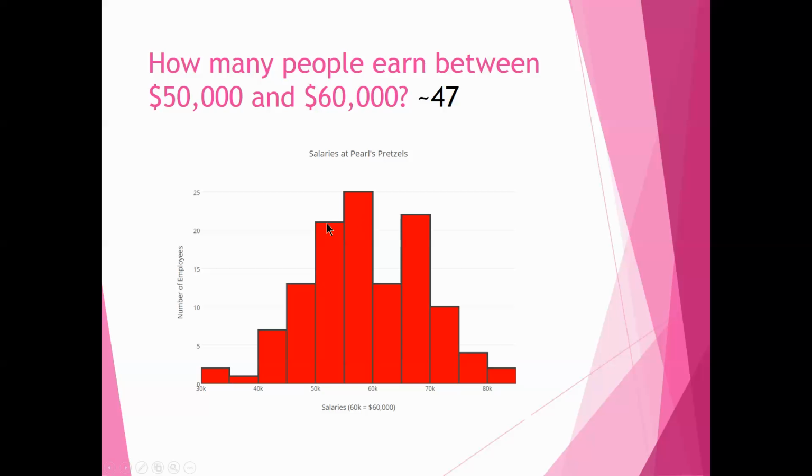That's how we read these column graphs. Down here on the horizontal axis, we see the range that our data was in, and on the vertical axis, we see how many of the units or how many of the individuals were in that range. So the raw data we used to create this graph was the salaries for 120 employees at Pearl's Pretzels.